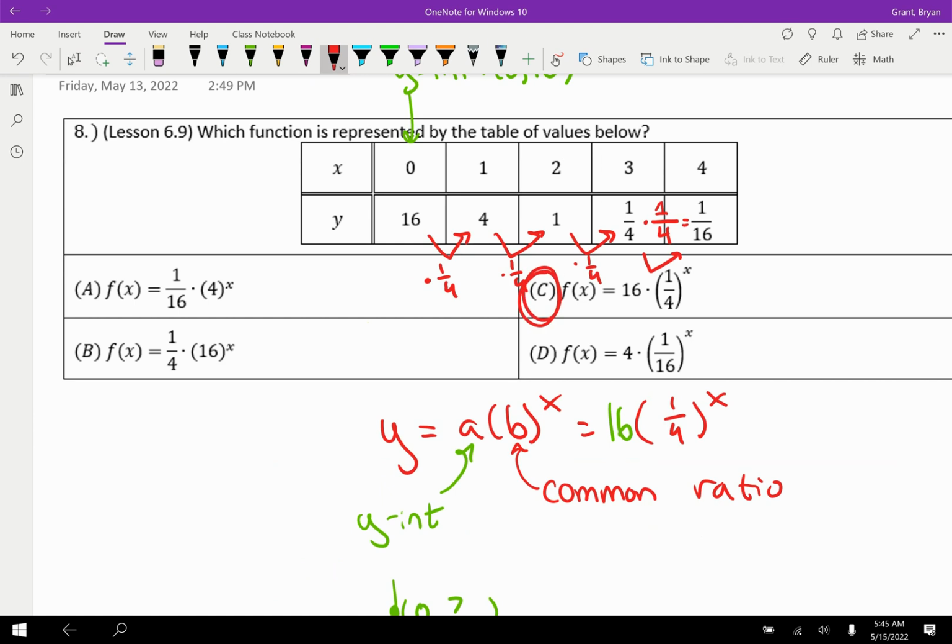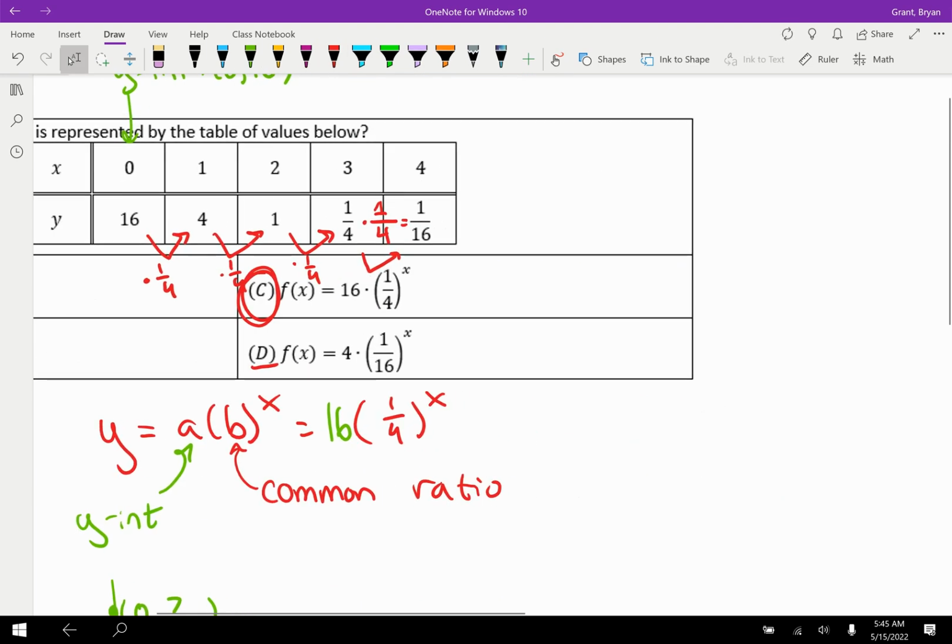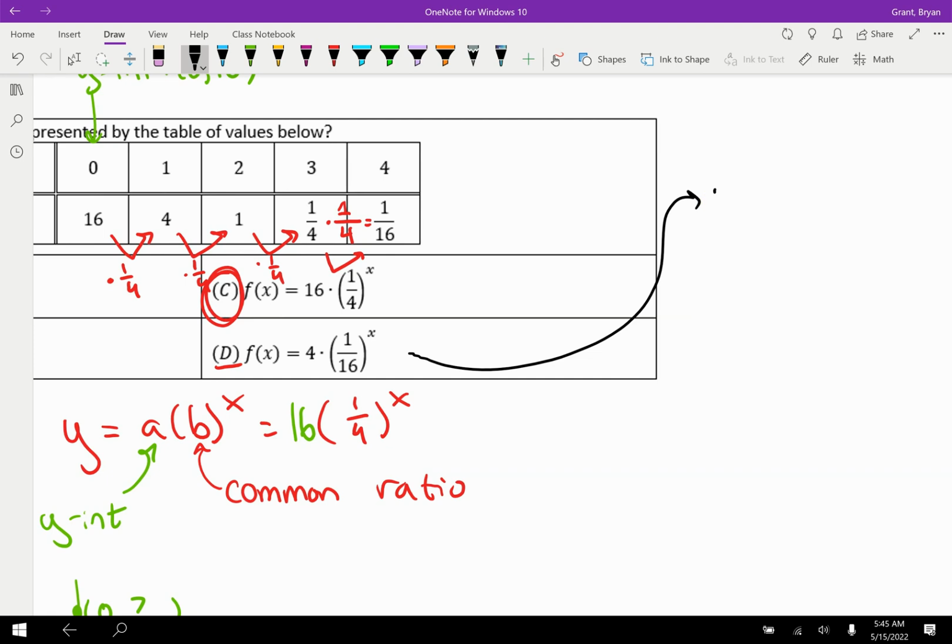Now I did mention there's a second way you can do this problem, and I'm just going to do it with, let's compare, C and D together, and I'll show you why it's not D and how we could find it is C. The second way we could do this problem is just by guess and check. So let's say we assumed the problem was D. We thought it was y equals 4 times 1/16 to the x power. Well, how do we check that? You check it by picking any x value you want and substituting it in and making sure the y matches.